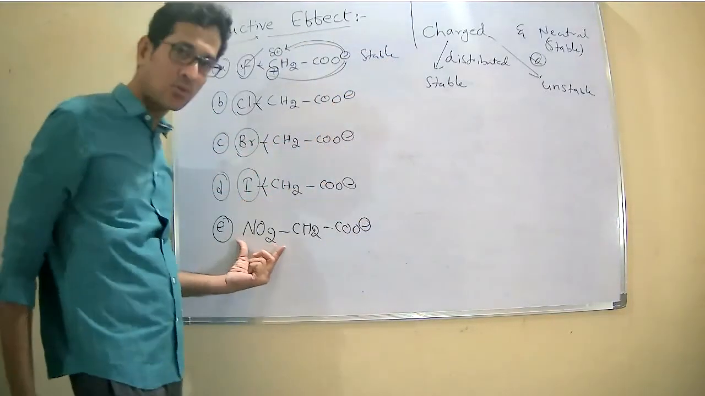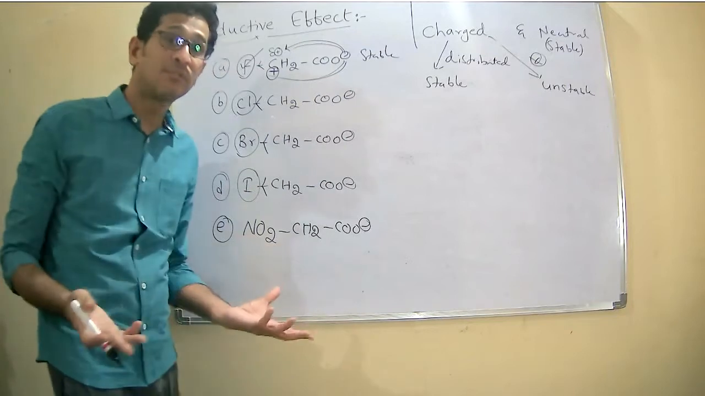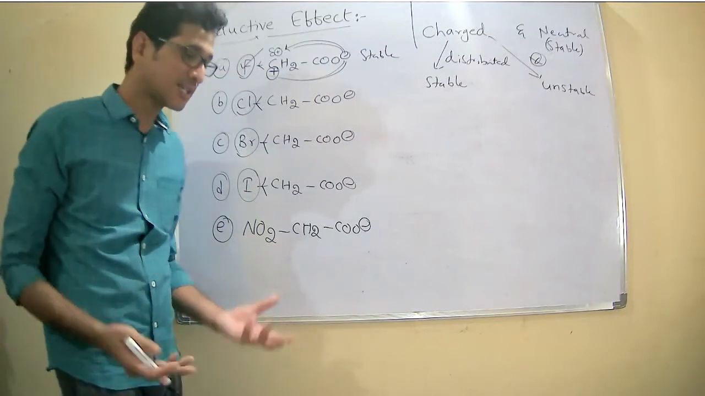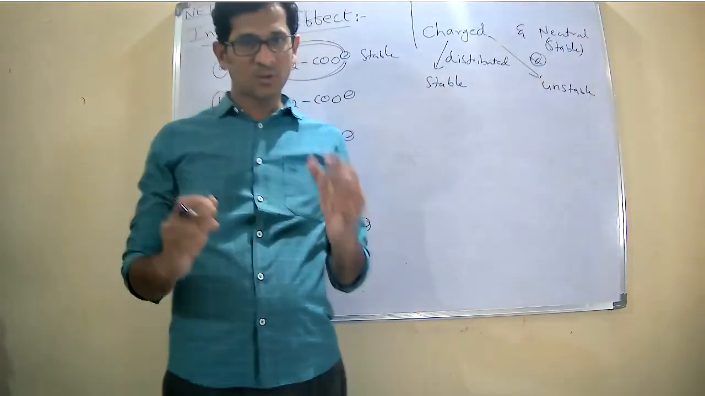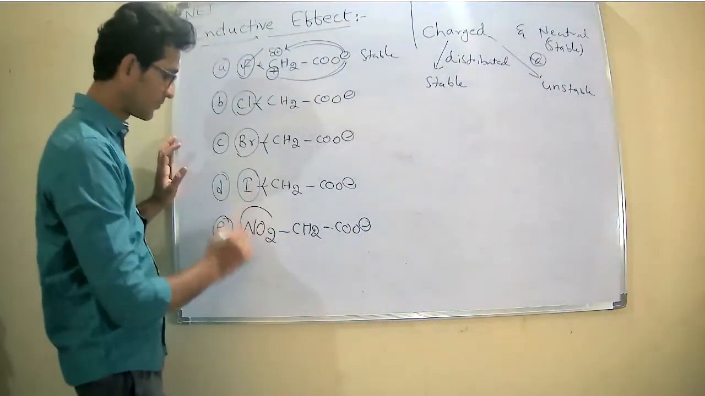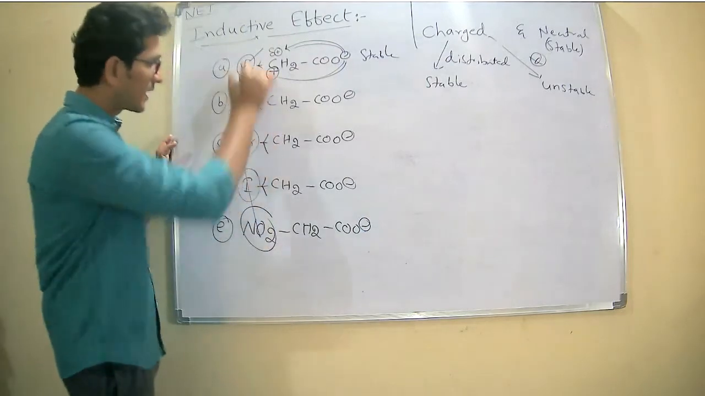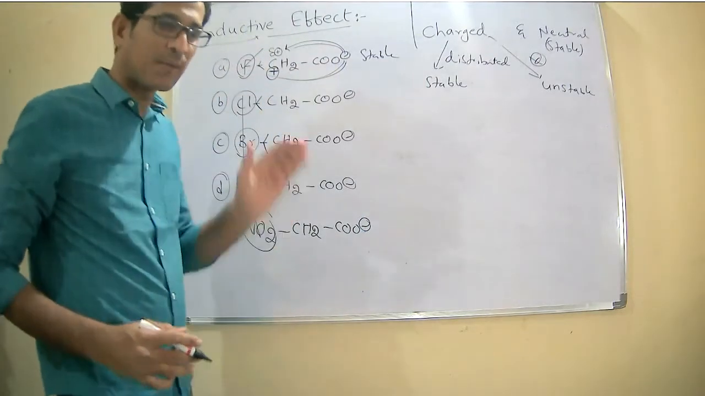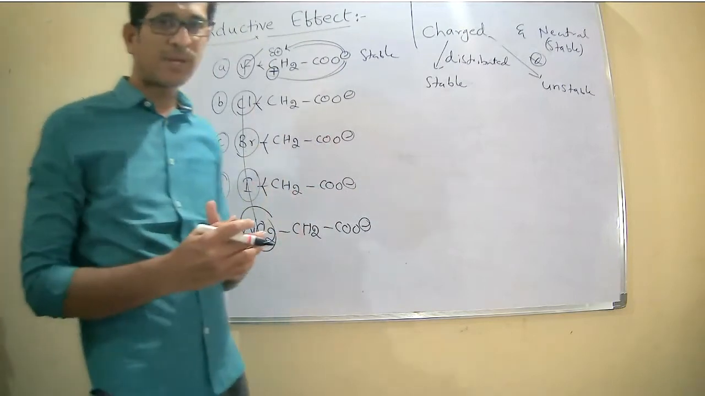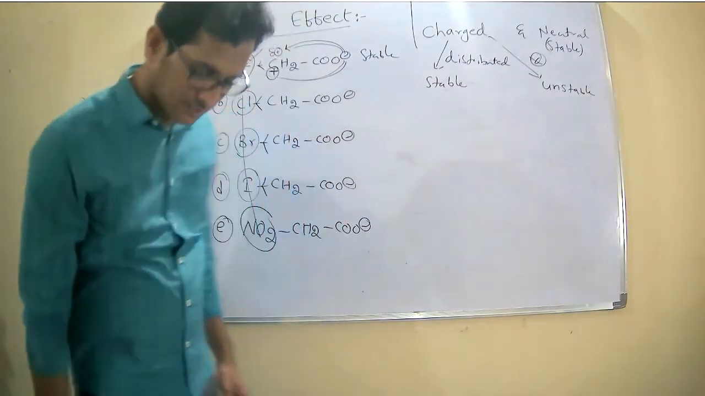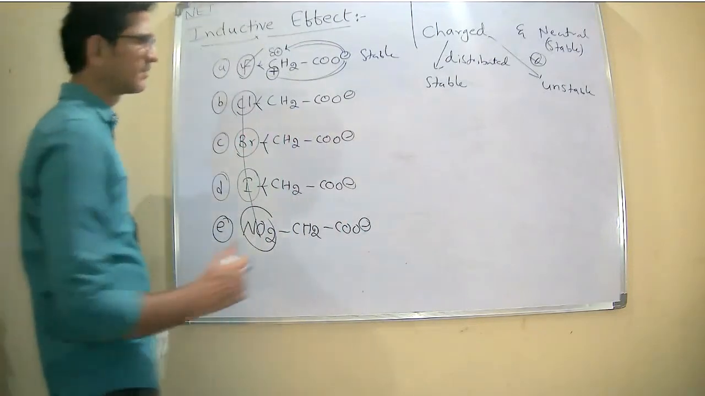But now I included E. Then how will you decide which is more stable? That can be decided by the electron withdrawing power of a particular group. All these are electron withdrawing groups only. But among all, which is the strongest electron withdrawing group? That can be given by the classification.